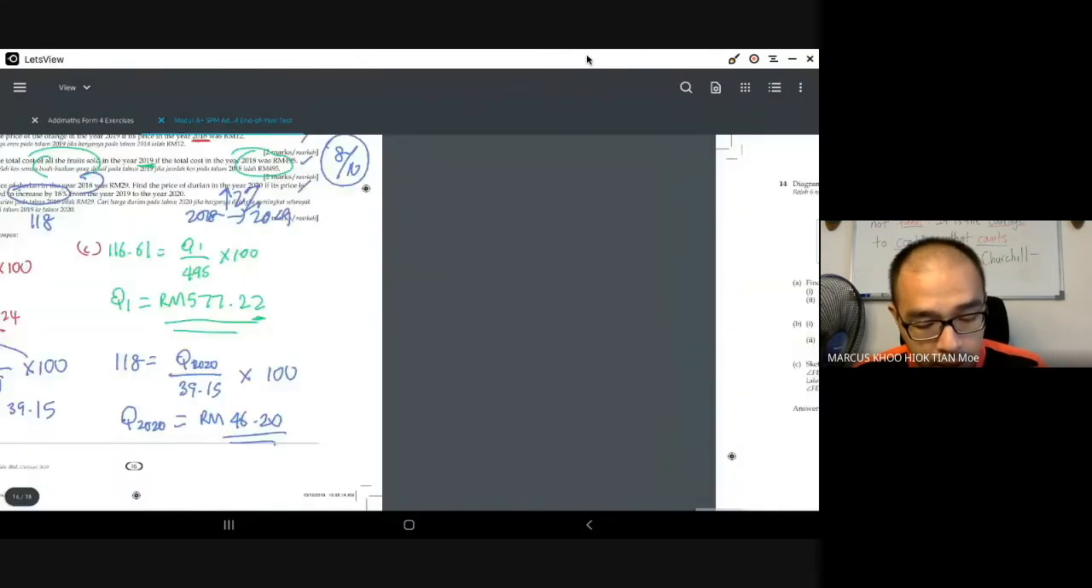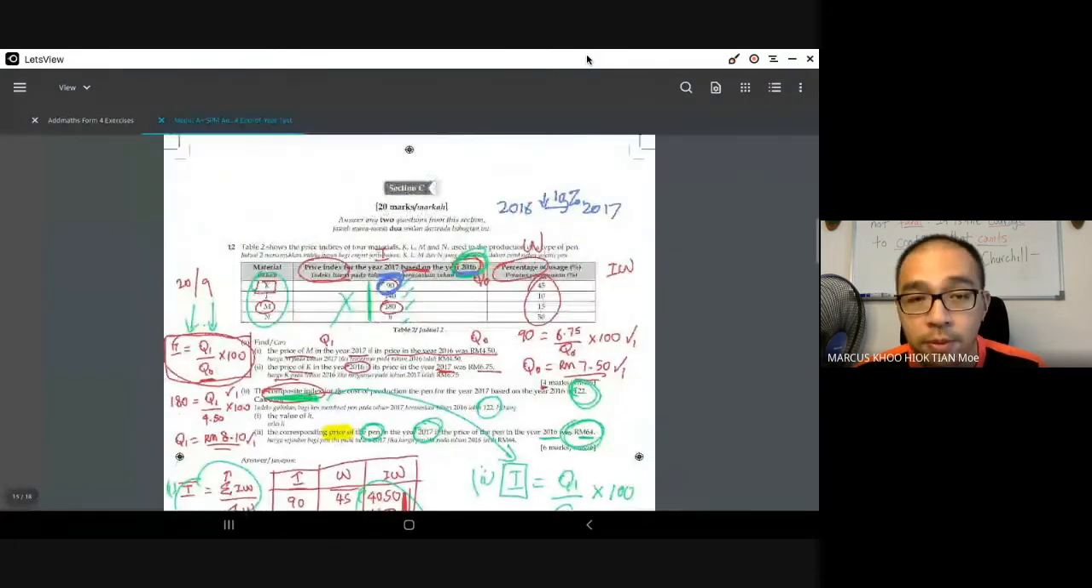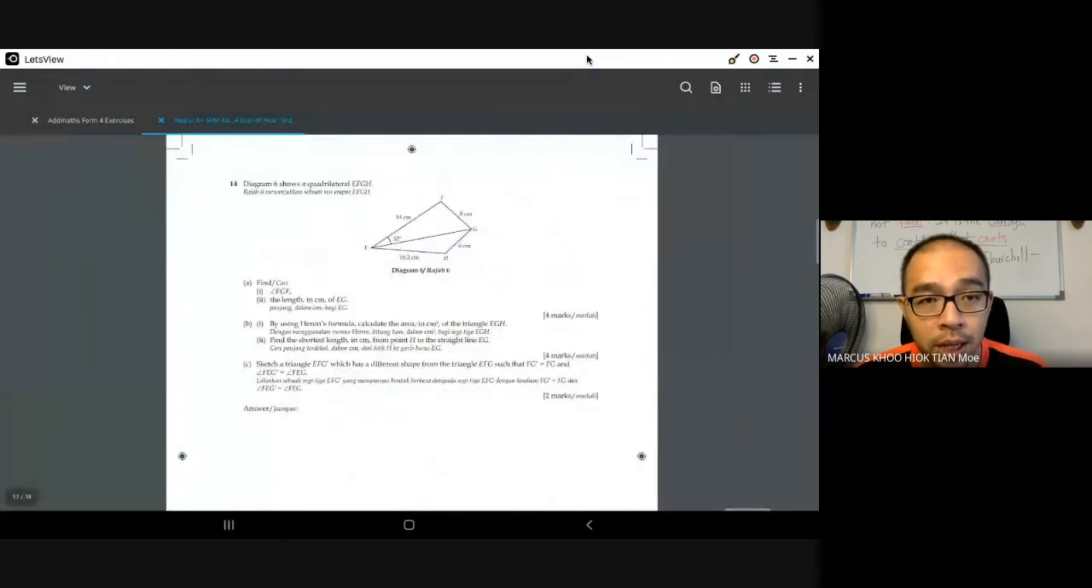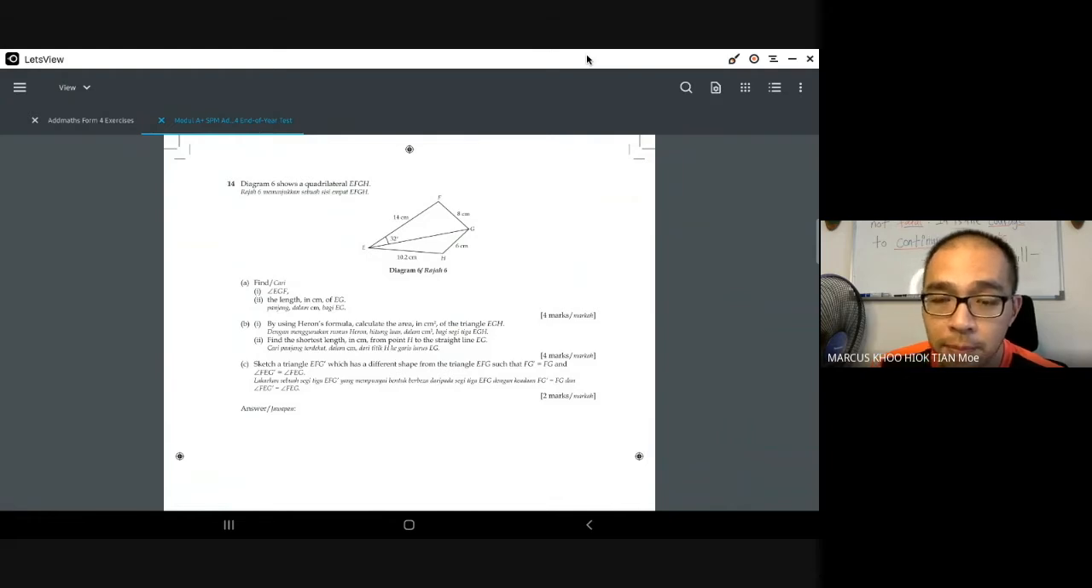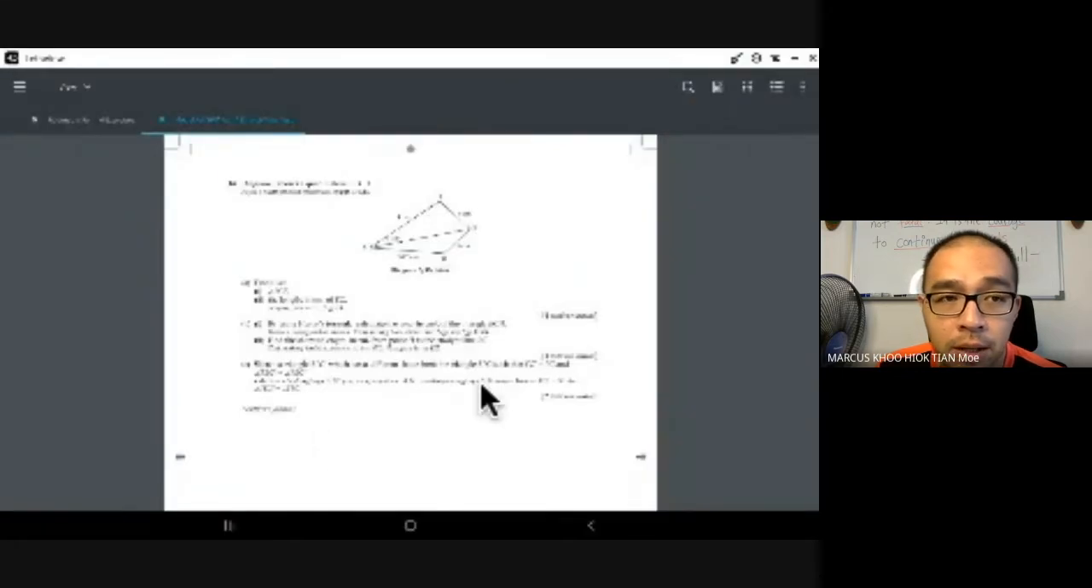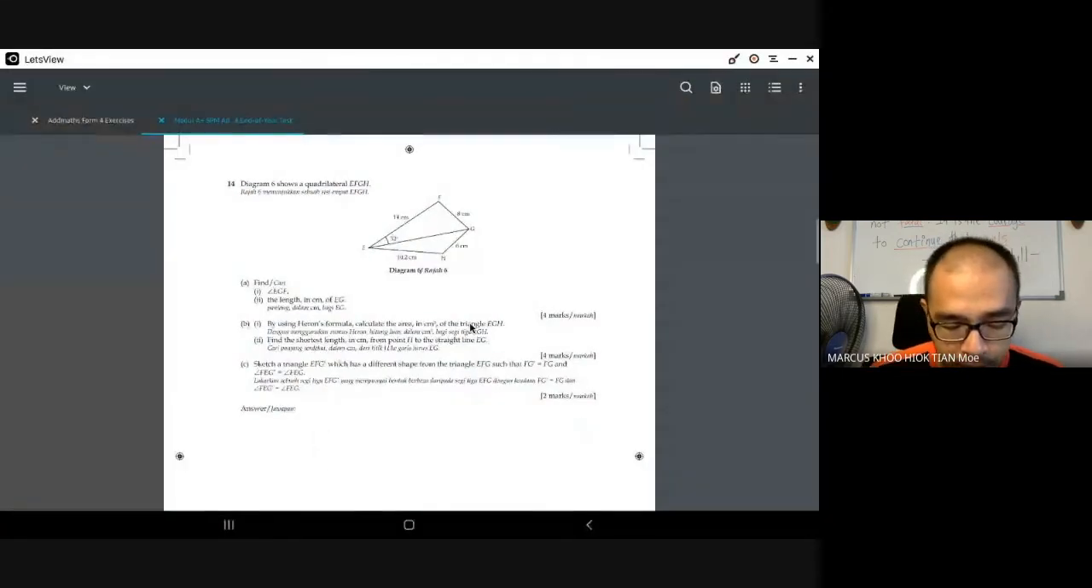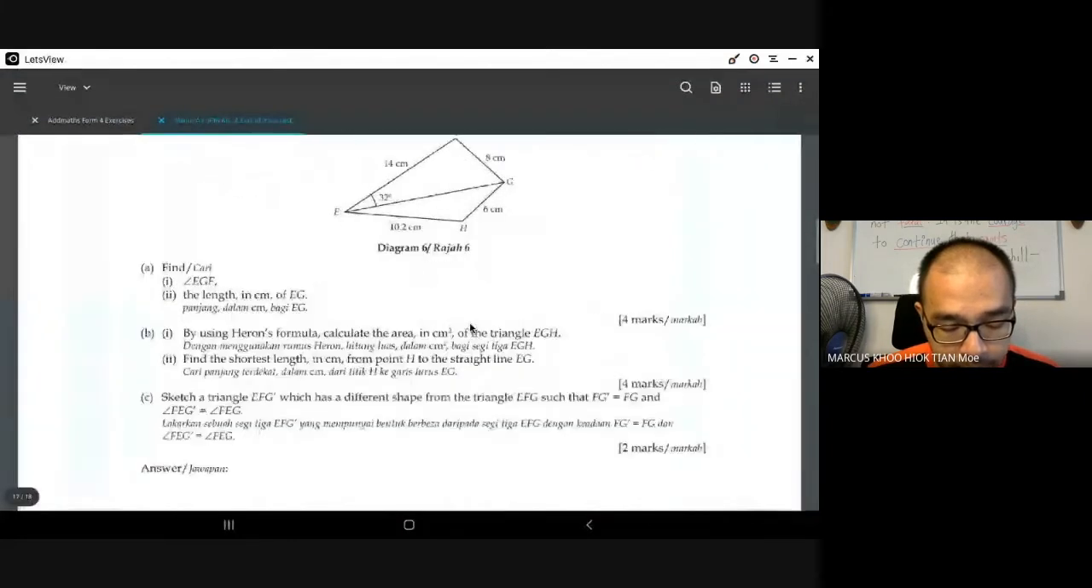This is the continuation from yesterday's one. Yesterday we looked at index number, and today we're going to look at the solution of triangles. Everybody get your calculators ready, because I'm going to call your names again today to calculate all this for me. Get your calculator, pen and paper ready, because we're going to answer this. Let's take a look at question 14.